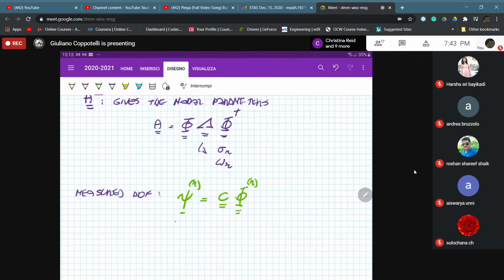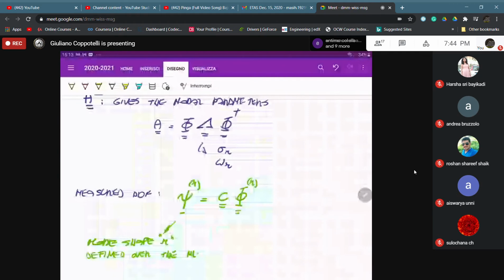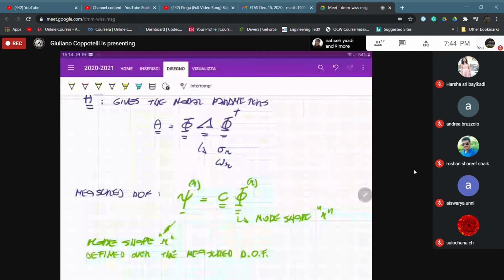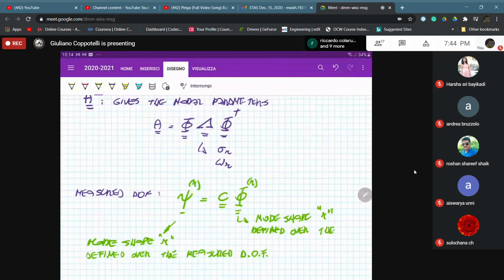So that is mode shape R defined over the measured degrees of freedom, and that is the mode shape R, once again, defined over the state vector. So that's the reason why you need a C matrix.